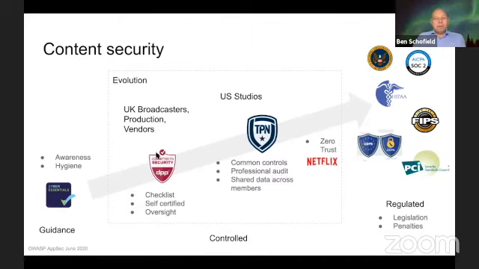So up this evolutionary curve, what you want to make sure is your entire supply chain is moving up that curve. In the UK, there's a self-certified checklist against some 40 controls. That's a great start, but there is no external audit, no external check. The US studios insist on a professional audit, and once you've got an audit report, that can be shared across their membership. And then you look at people like Netflix, who are pushing the envelope, as always, moving to removing the perimeter and taking a zero trust type approach.